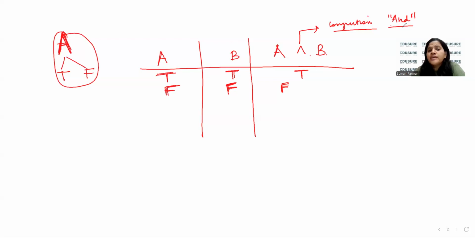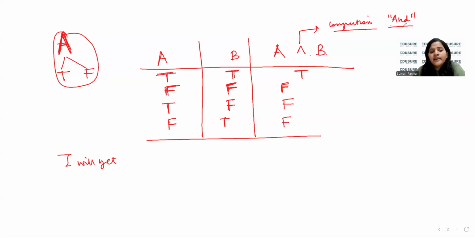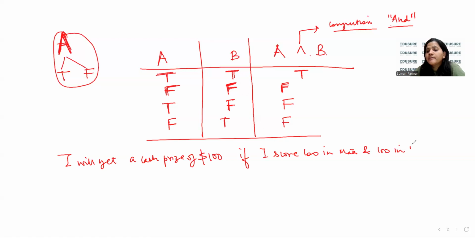Now, if A is true, B is false, even if one of them is false, the statement is false because it is conjunction. It means and. And if A is false, B is true, again, this is false. So conjunction means something happens simultaneously. For example, I will get a cash prize of $100 if I score 100 in math and 100 in physics. Okay.